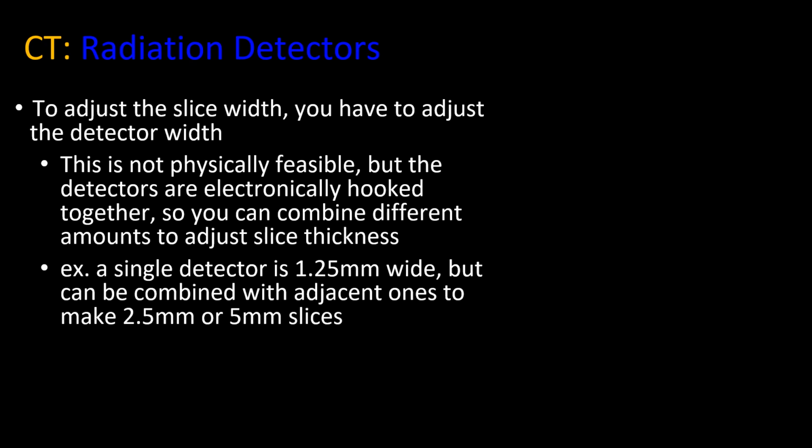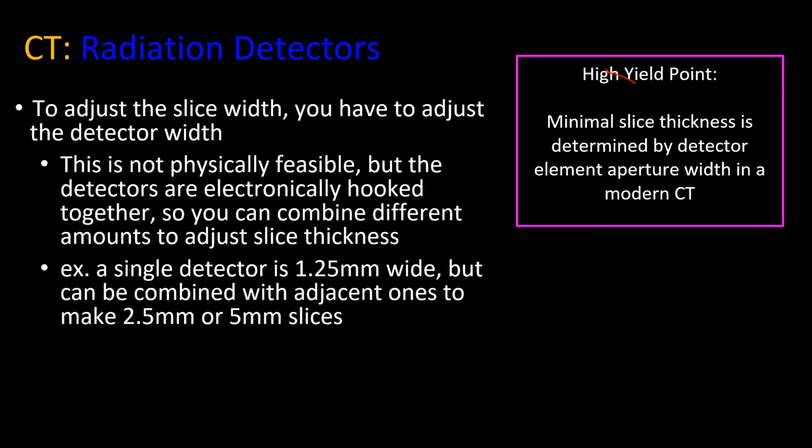To adjust the slice width, you have to adjust detector width. Obviously, we're not going to manually change the machine parts every time we want to change slice thickness, but we can effectively add or subtract adjacent detectors. For example, if we have a 1.25 millimeter wide detector, we can combine every two detectors together to get 2.5 millimeter slices. It makes sense then that the minimum slice thickness is determined by detector width, which is a high yield point. Minimal slice thickness is determined by detector element aperture width in a modern CT.